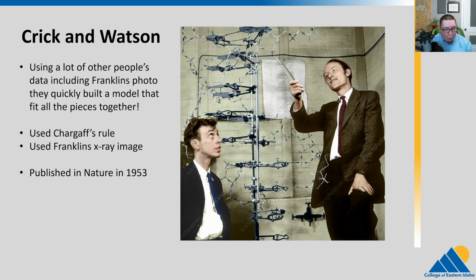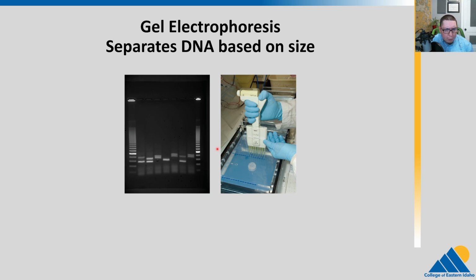And what we're going to focus on, though, is that structure that they proposed, which I've shown you. And I've shown you the 3 rules that govern that. So we know the structure. What can we do with it? Well, for a long time, we were looking at DNA using a technique called gel electrophoresis. And this separates DNA based on size.